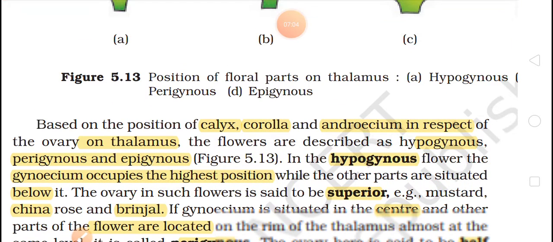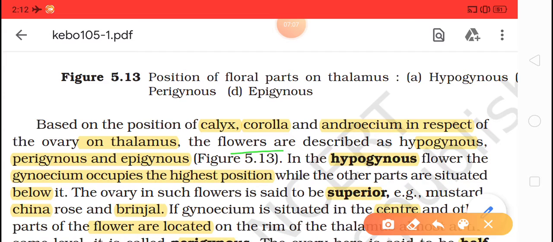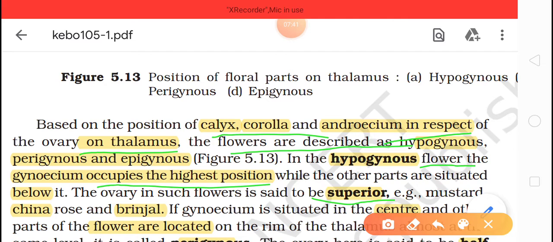Definition: The flowers are described as hypogynous where the calyx, corolla and androecium are situated below the ovary on the thalamus. In hypogynous flowers, the gynoecium occupies the highest position, and the ovary of such a flower is called a superior ovary.